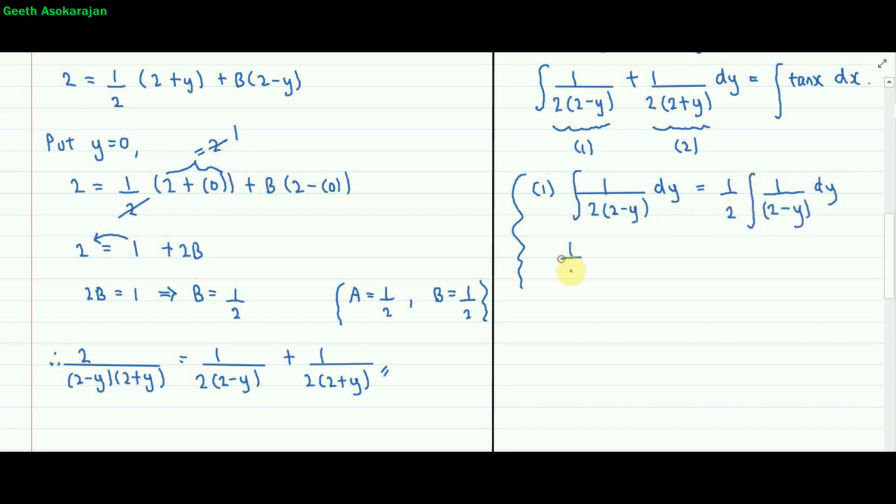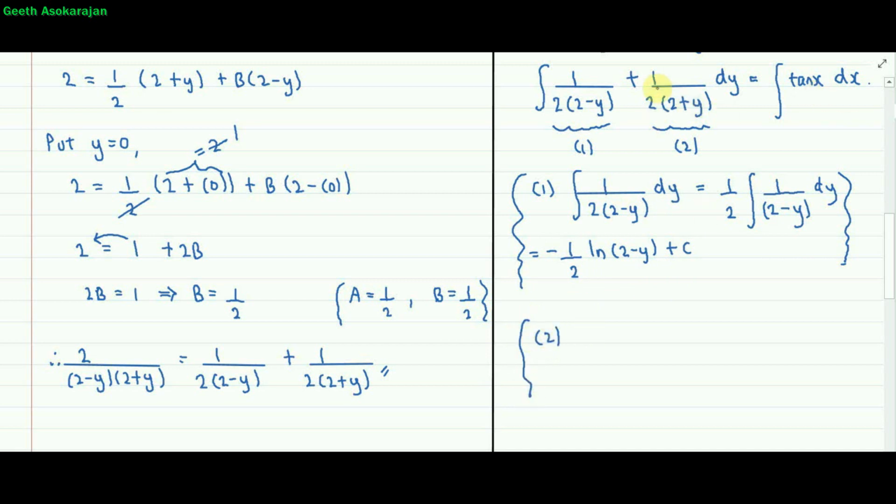And if you integrate 1 over 2 minus y, you're going to get minus ln 2 minus y add c. Let me add the c for completeness. So that is what you're going to get when you integrate 1 over 2 minus y, minus ln 2 minus y. But don't forget the half here. So in actual fact it's minus half ln 2 minus y, and I'm just adding the c for completeness.